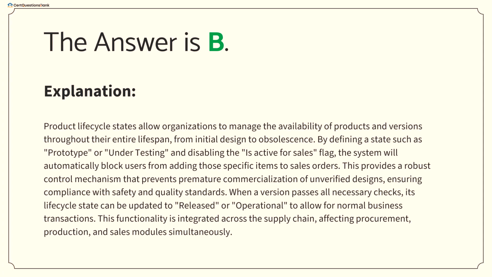Product lifecycle states allow organizations to manage the availability of products and versions throughout their entire lifespan, from initial design to obsolescence. By defining a state such as prototype or under testing and disabling the as active for sales flag, the system will automatically block users from adding those specific items to sales orders. This provides a robust control mechanism that prevents premature commercialization of unverified designs, ensuring compliance with safety and quality standards.